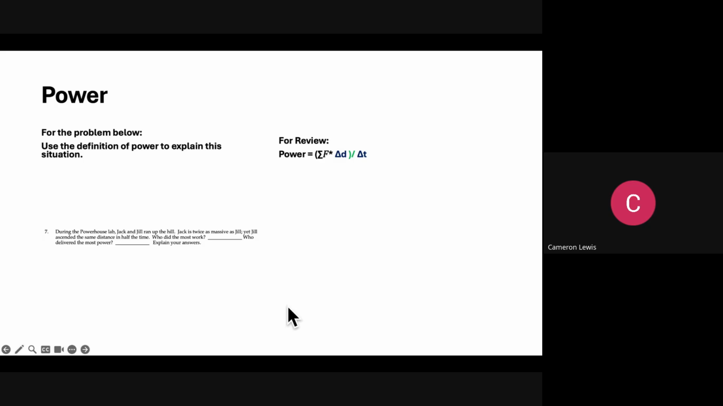So now let's get to this Jack and Jill problem, right? So using the definition of power, we want to explain the situation, right? So now we want to use the definition of power. And I didn't put work here. Hold on, give me 1 second. I'll change that real quick, just so you're not confused.